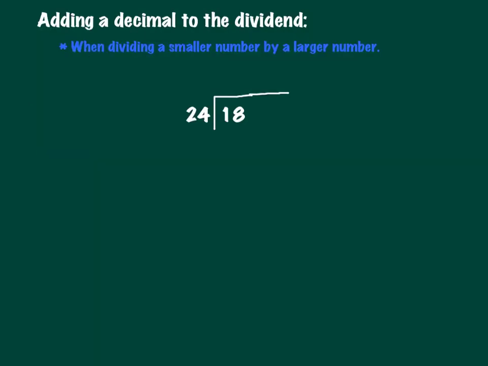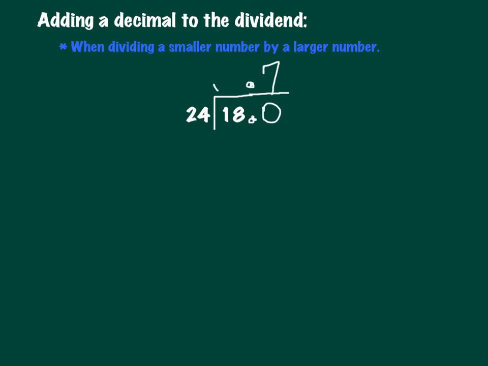Sometimes it's necessary to add a decimal to the dividend. This usually happens when you're dividing a smaller number by a larger one. For example, 18 divided by 24. There are no groups of 24 in 18, so we can add a decimal and a 0. Now we bring the decimal up to the quotient, and now we can divide 24 into 180.